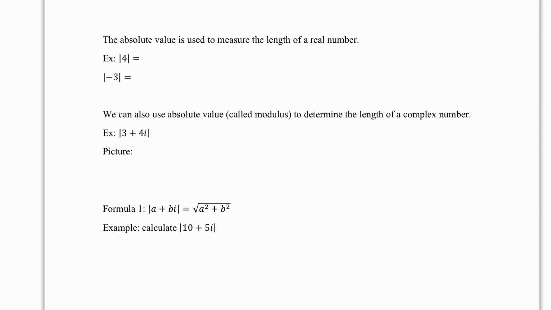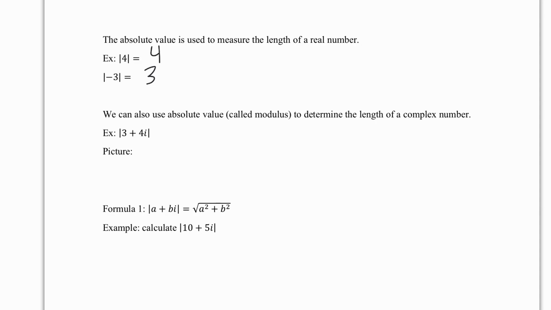Now, the absolute value is used to measure the length of a real number. That's one way to think about absolute value. If you think about how big is the number 4, how long would it be on a number line? Well, it's 4. And the number negative 3, well, it's also 3. We don't consider that negative number because when you're talking about lengths, you always mean a positive.